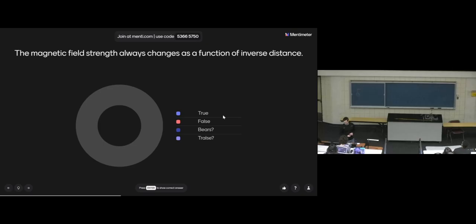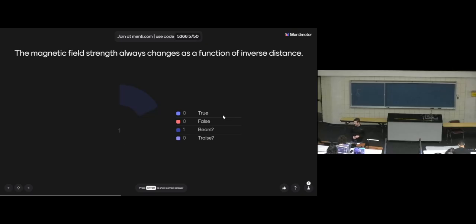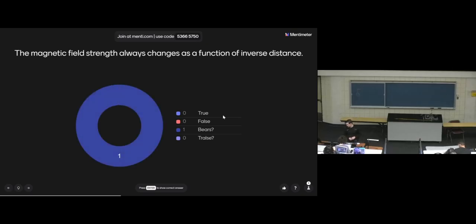So magnetic field strength always changes as a function of inverse distance. True, false, or something else. How many of y'all wish that Tralse was an answer on your exam sometimes? I know I always did.